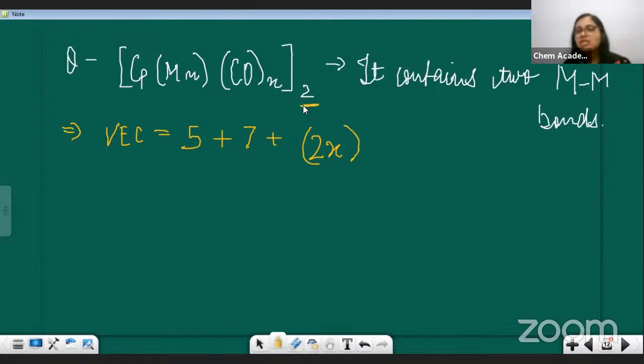But can you see this 2 outside the bracket? Therefore, this whole thing will be multiplied by 2. Plus, since it says that it contains two metal-metal bonds, can someone tell me what is going to be the contribution of the metal-metal bonds? Can someone tell me what will be the contribution of the metal-metal bonds here? Please write down in the chat. I'm waiting for your response.